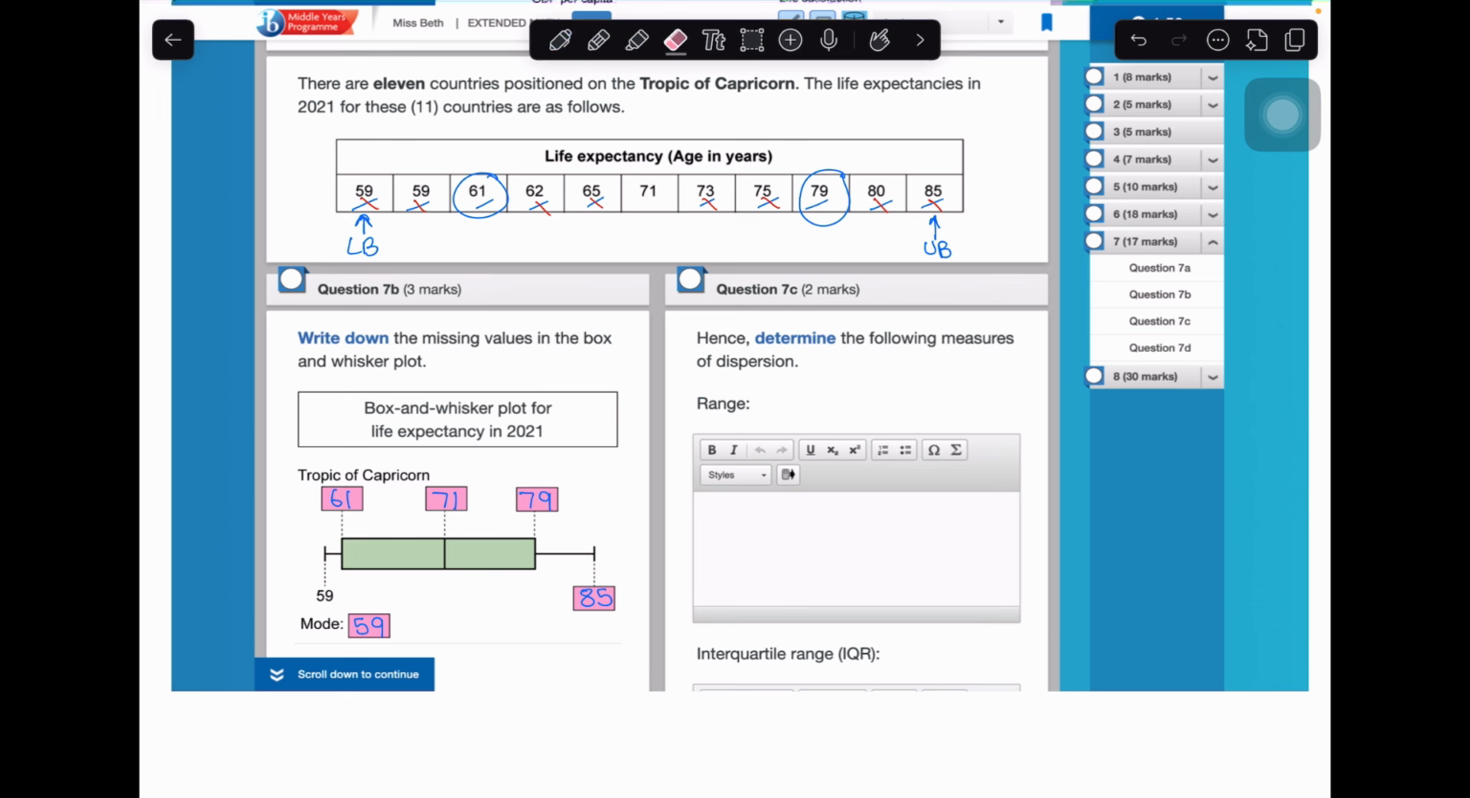It is asking us to determine the following measures of dispersion. So first of all is the range. I find the range by subtracting the smallest value from the biggest value. So 85 subtract 59, and I should be getting 26.